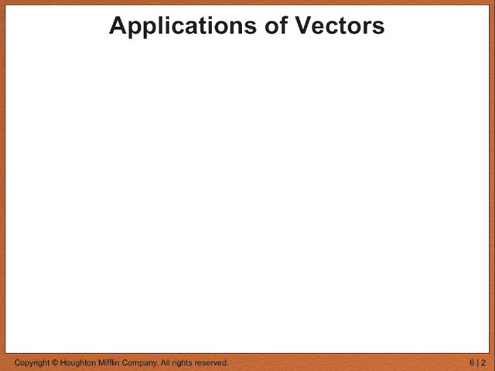Vectors are used a lot in engineering. Vectors are used to represent certain natural quantities that have both magnitude and direction. And so we're going to see some examples of that today.